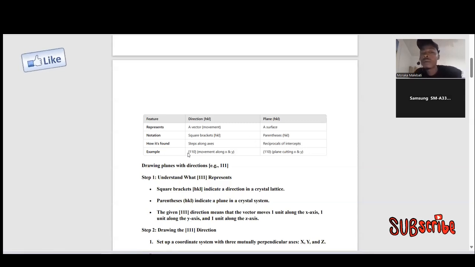And then for example 110, okay, it means you are moving 1 unit along the x-axis, 1 unit along the y, and for the z there's basically no movement.